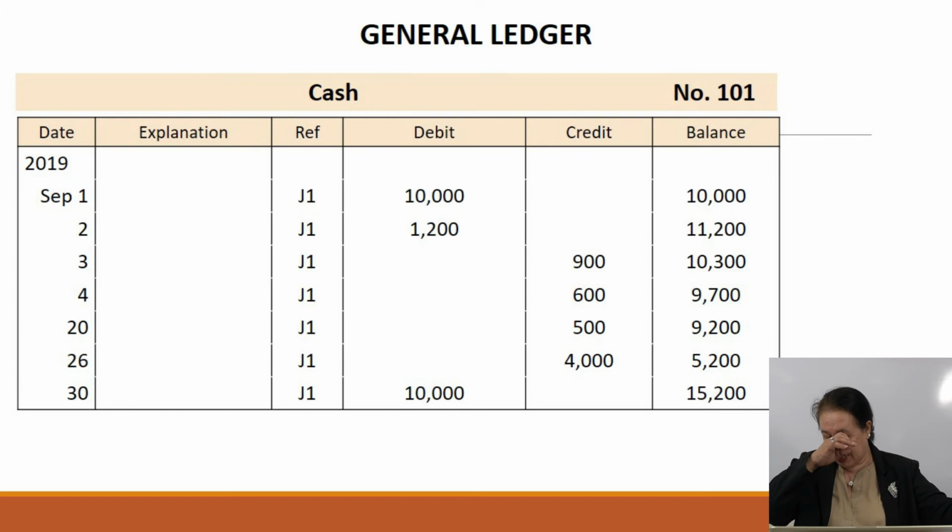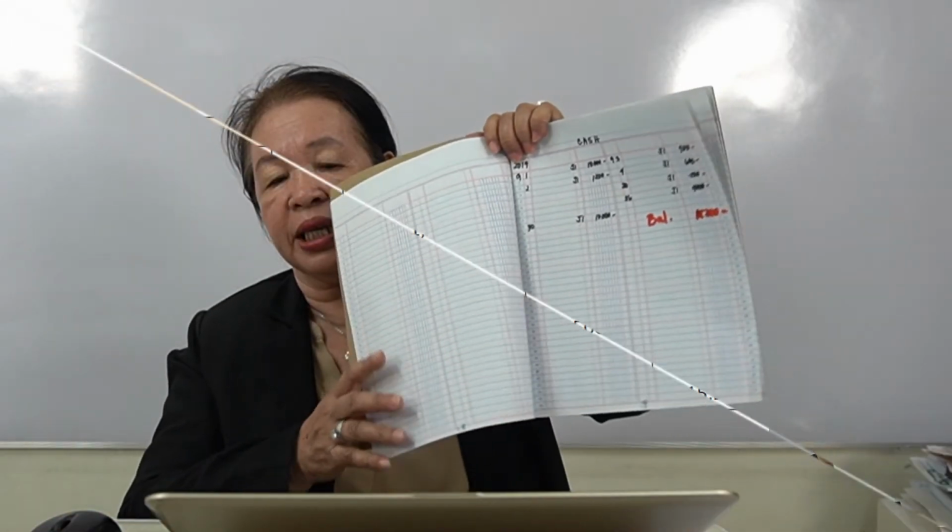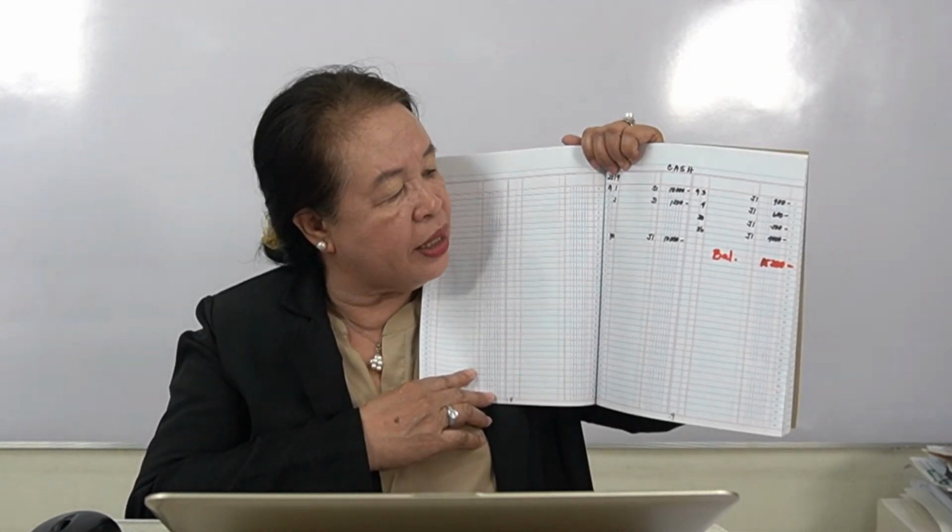Pagdating naman po sa general ledger, so ito na yung ating general ledger. Nandito naman yung ating adjusting entries. No? So, umpisa tayo sa cash. Kasi sabi ko na nga sa inyo, ang cash ang pinakamagalaw sa lahat ng account, no? So, ito yung ating cash. Ano yung mga debits lahat dyan? Nag-debit tayo ng 10,200 noong September 1. September 2, another 1,200. And then, September 30, 10,000. So, ito lahat yung mga debits natin sa cash, no?